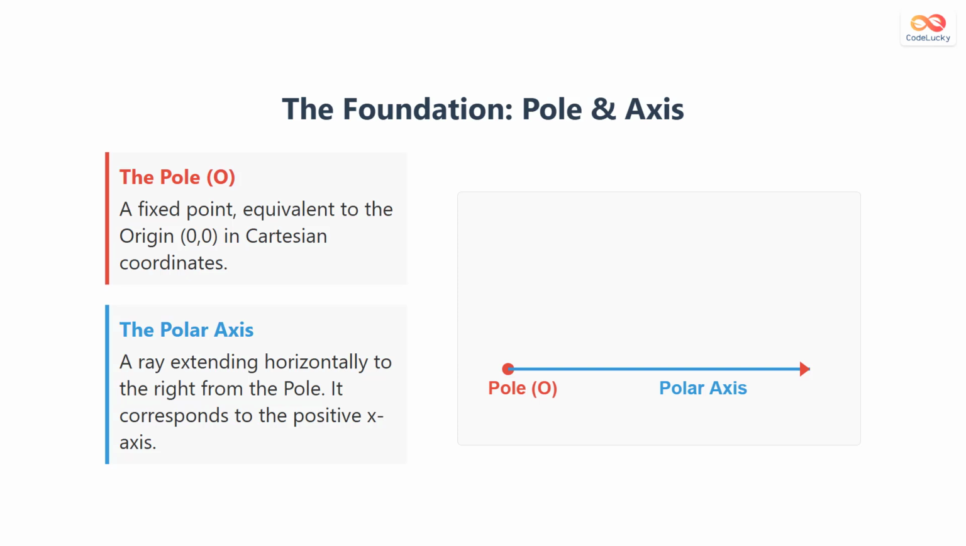There are two main reference parts in this system. First, the pole. This is the fixed center point, just like the origin in the Cartesian system. Second, the polar axis. This is a ray that extends to the right from the pole, corresponding to the positive x-axis. All our angles are measured starting from this line.